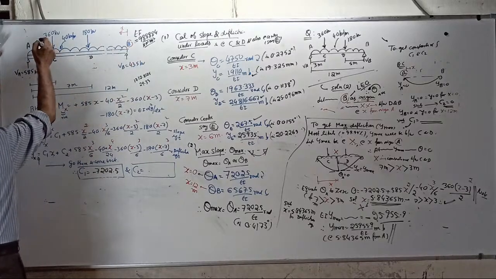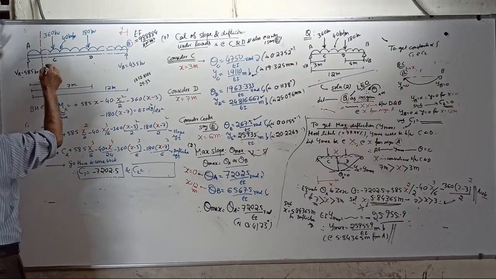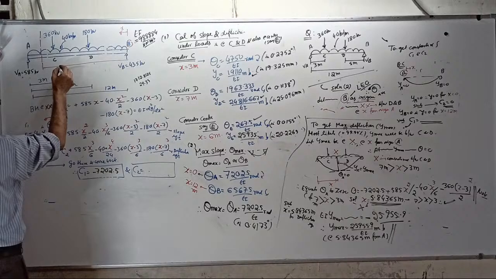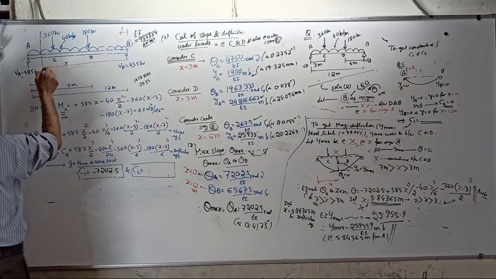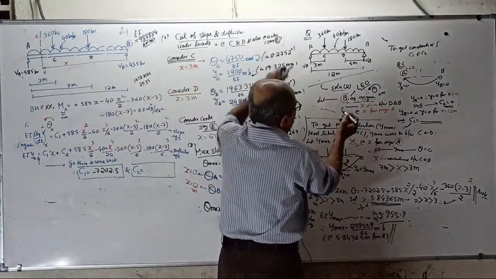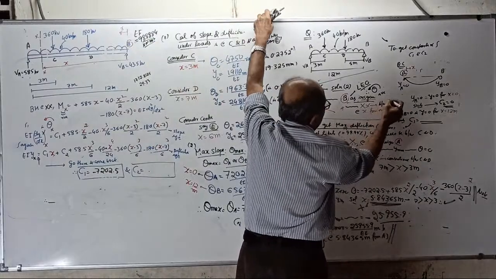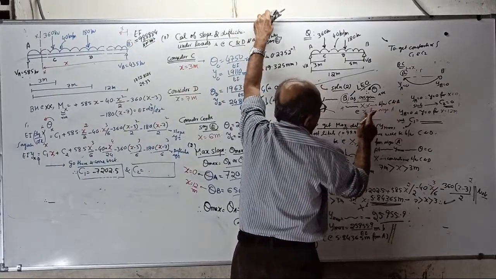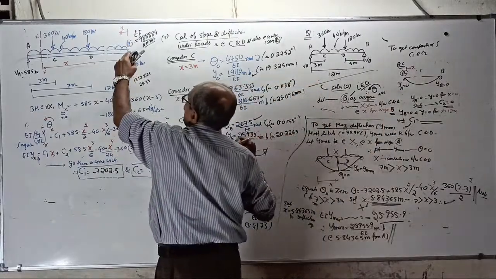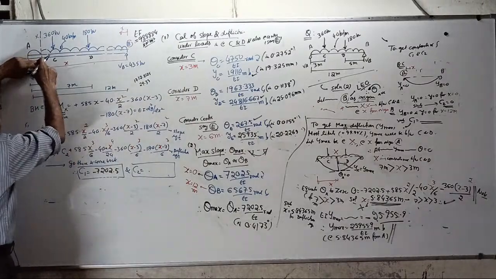B origin. Consider B as origin and take section XX between C and A, at X from origin at B. Okay, start. BM at XX.